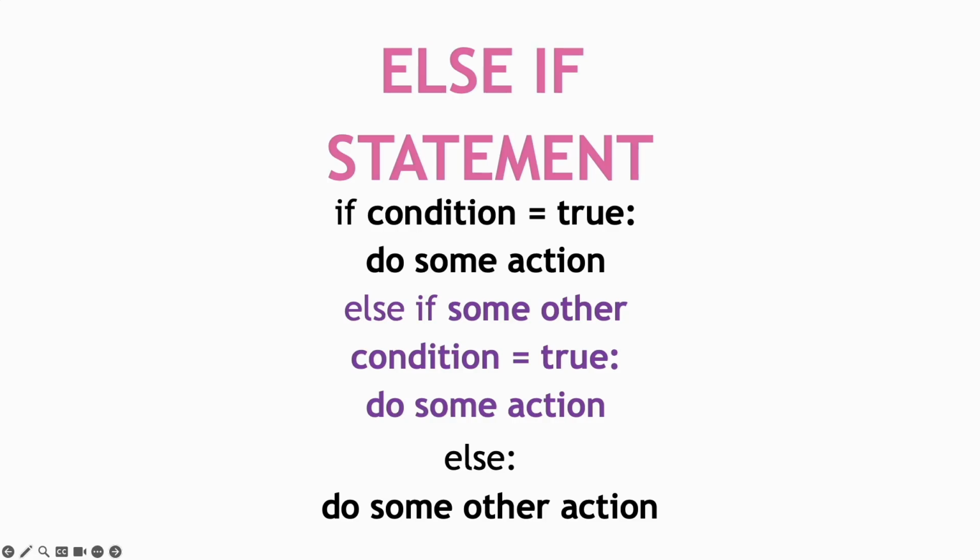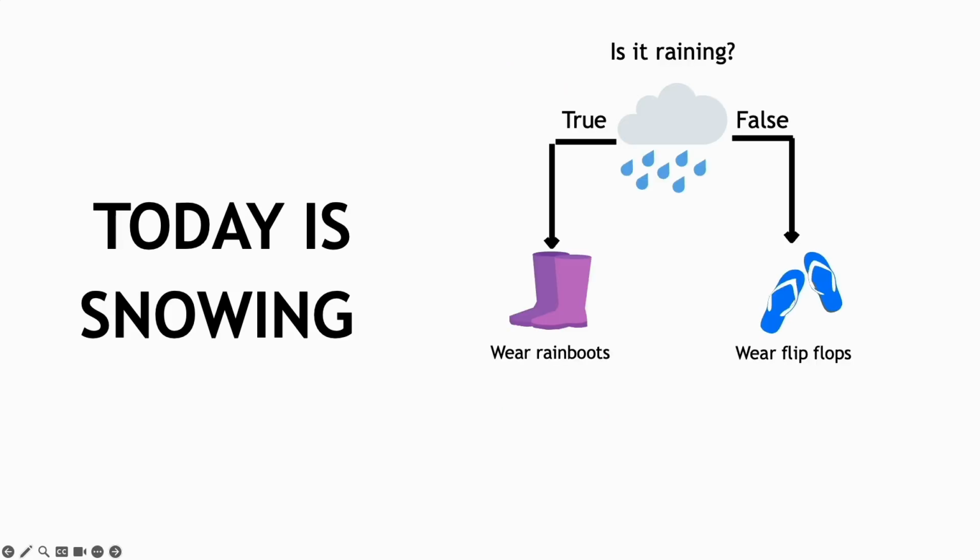So if a condition is true, then we do some action. Else if some other condition is true, we do some other action. Else, we do another action. We're adding a second if statement when we get the results, else, which will give us more options. Let's take a look at an example. Today is snowing. This is our original statement. Is it raining? If true, wear rain boots. Else, wear flip-flops. Or if false, wear flip-flops.